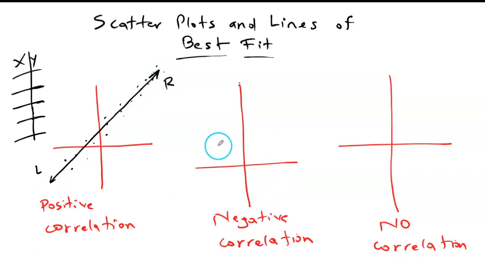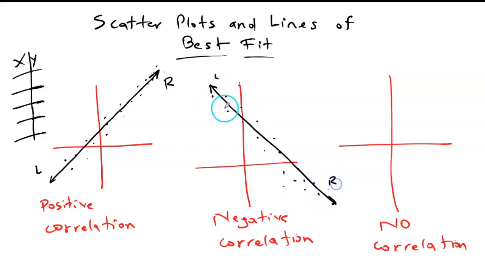Same idea with negative correlation. I'm going to have a bunch of points. I don't know how many points I'll have. I can have all of them scattered, right? But for the most part, look at this. That's the way my values are going. So from left to right, this is going down. Therefore, this is a negative correlation. Okay, think about the slope again.